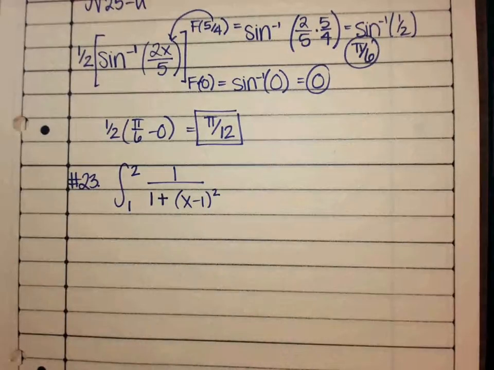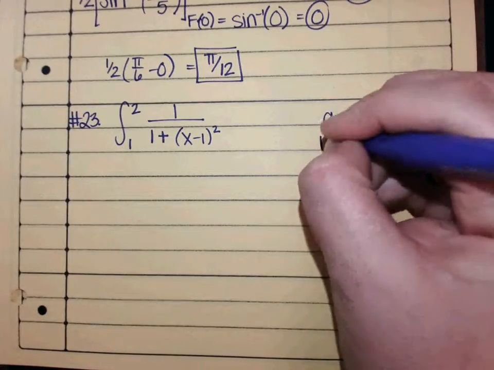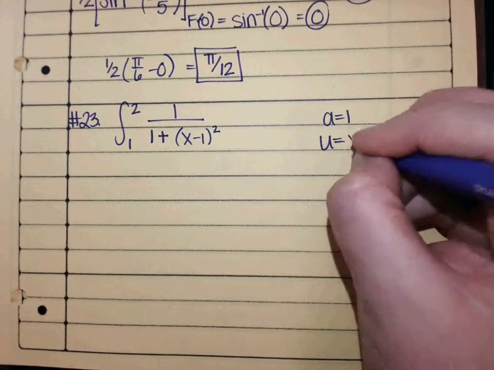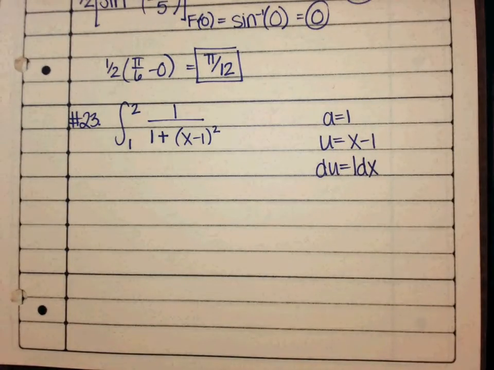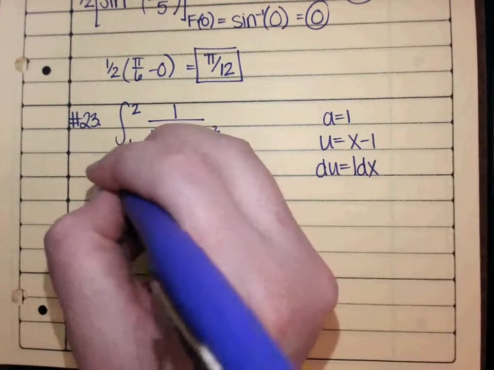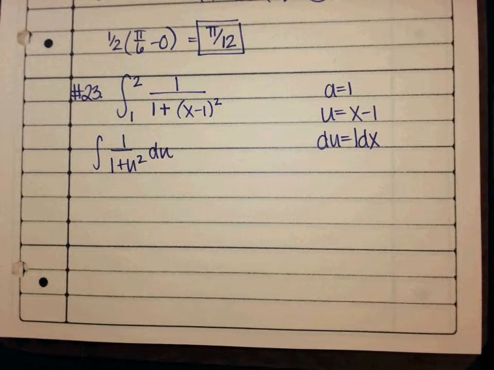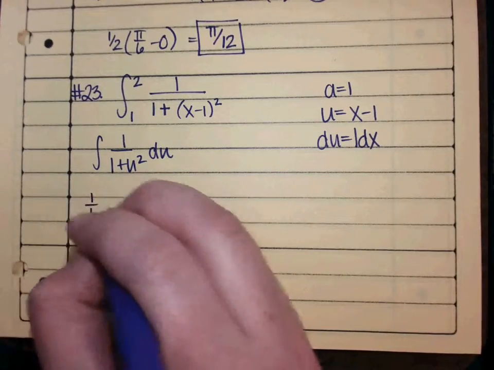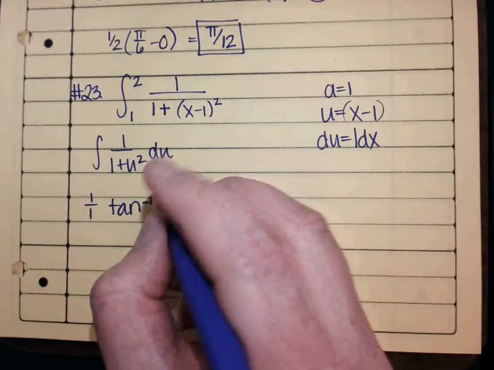And then remember, I'm reversing my order on that just to try to make it easier. So my a would be a what? 1. My u would be a what? And the derivative of x minus 1 conveniently is just 1 dx. So I can rewrite my integral as 1 over 1 plus u squared. And remember, that's exactly your formula. But remember, it has a 1 over a in the front. That's important. So it'd be 1 over a, which is 1 over 1, inverse tan. And then u over a, which would be x minus 1 over 1.